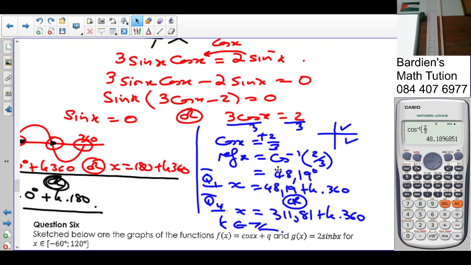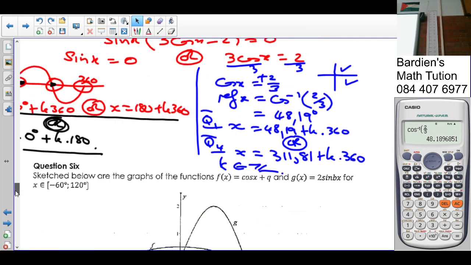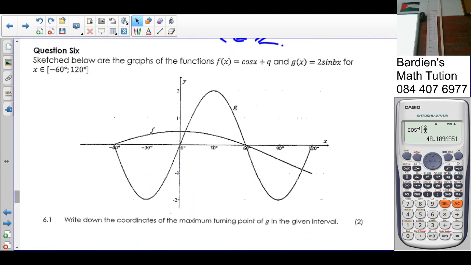Alright? Do you guys understand? Any confusion? No. Question 6.